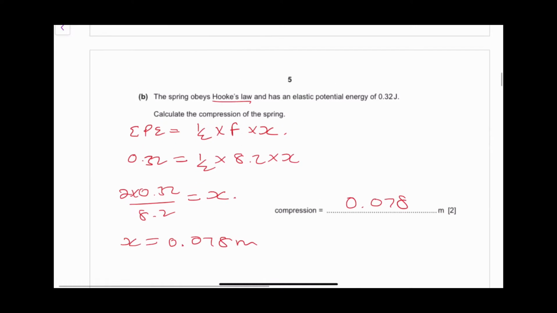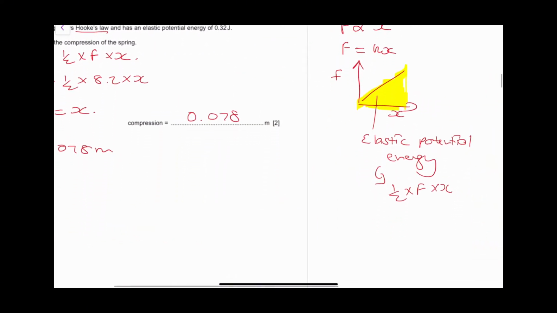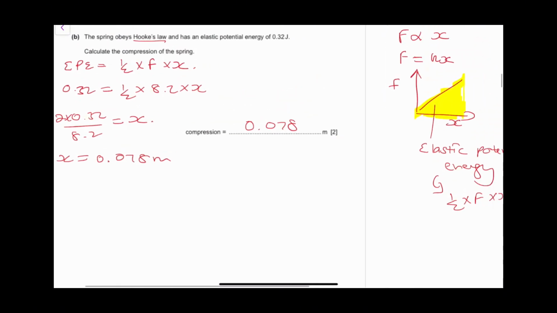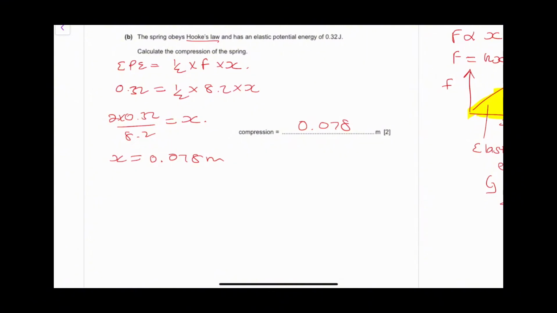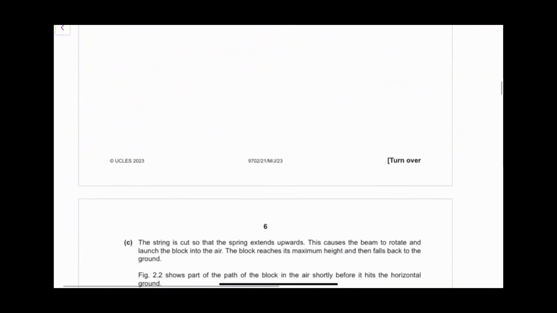So remember, elastic potential energy is the area underneath a force extension graph, and it's equivalent to half Fx, half the average force times the value of x. So find your force and find your extension. What are they looking for? They're looking for you to give them this equation yourself. If you don't state this, if you just calculate without telling them that you know the elastic potential energy is half Fx, you won't get your mark. And the other mark comes from the answer itself.